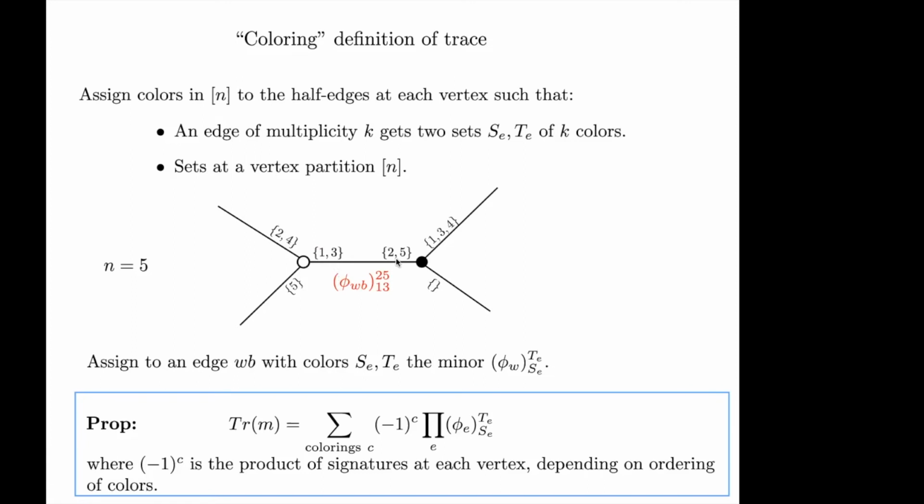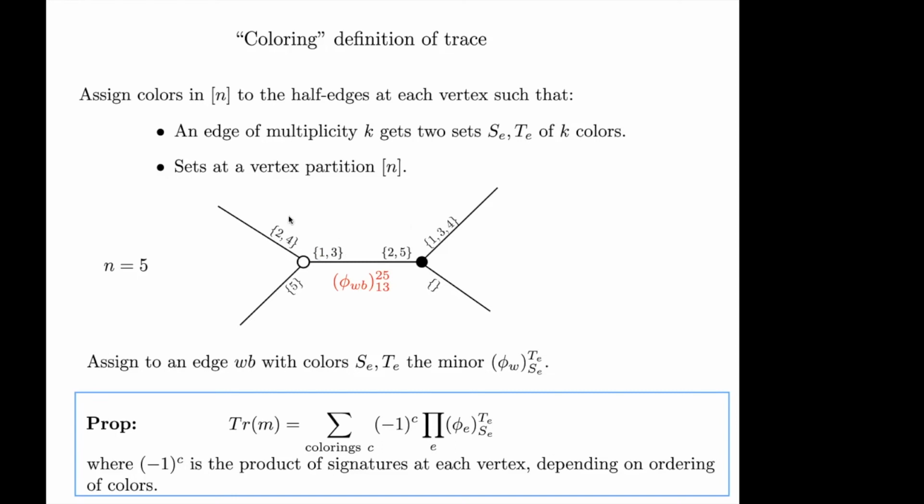So each edge now has a multiplicity, and I'm going to set n to be 5 just for this illustration of this picture. I'm going to assign colors to the half edges at each vertex, such that at each vertex all colors are present. In this case, all 5 colors are present here, all 5 colors are present there. And you notice that to each edge I assign a subset of colors, and they partition the set of colors. So 1, 3 go here, 2, 4 go there. This is an edge of multiplicity 2, that's an edge of multiplicity 2, that's an edge of multiplicity 1, that's an edge of multiplicity 0, and so on. So I assign those arbitrarily.